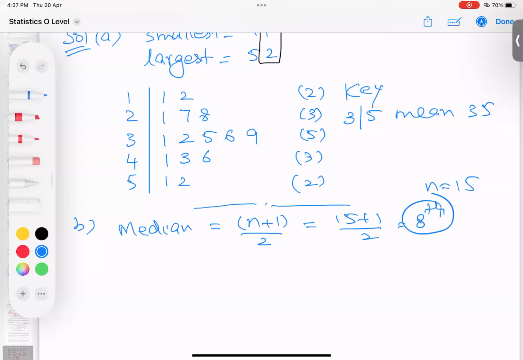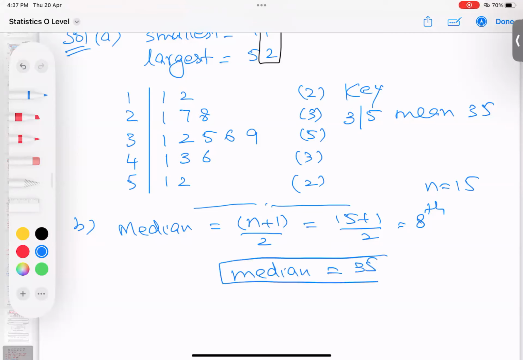I'm looking for the 8th spot. So 5 plus 2 plus 2, 5 values here. 6, 7, 8. So this 3 and this 5. So the answer is 35. Some students I observe write only 5 by mistake. Only 5 is not acceptable.